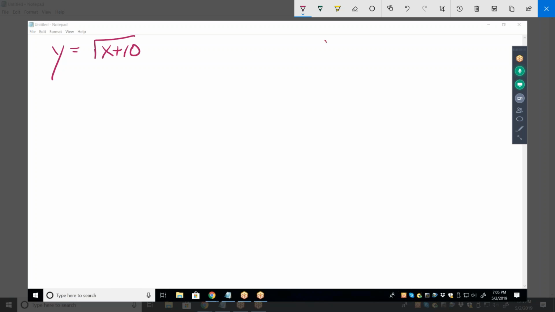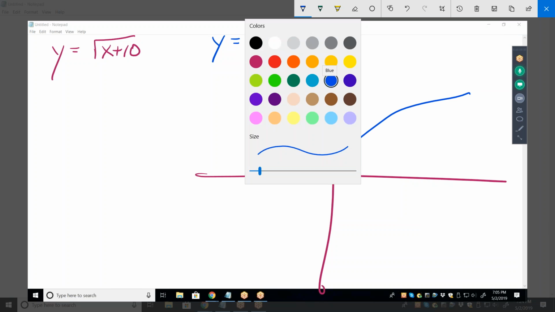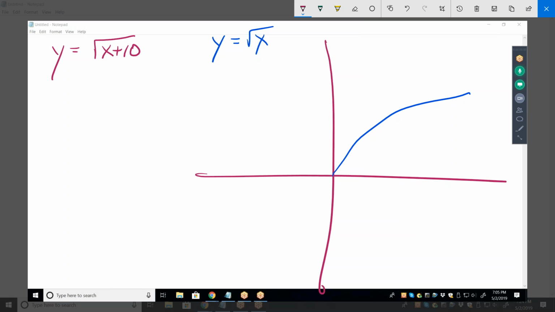Okay. And that's it. So we start out with the elementary function, which is? Now hold on. What's the elementary function? Y equals root x. Okay. Let's graph that. Looks like that. Now, there's only one transformation taking place here. It's that plus 10. But you have to know what that does.